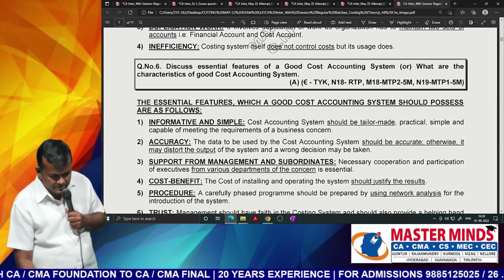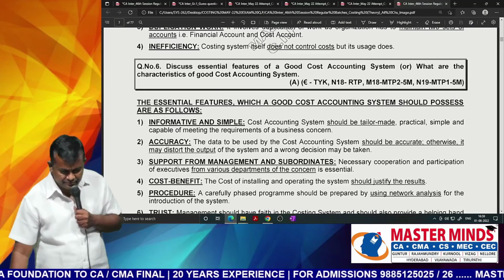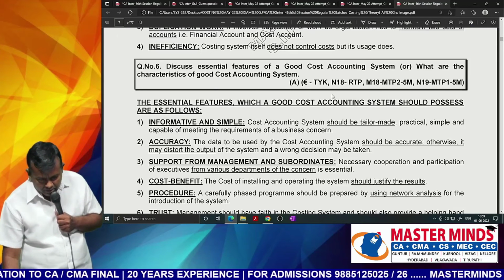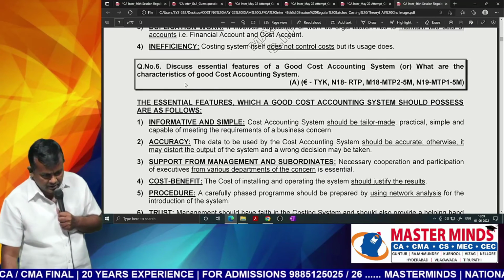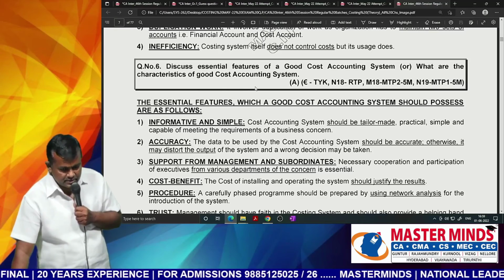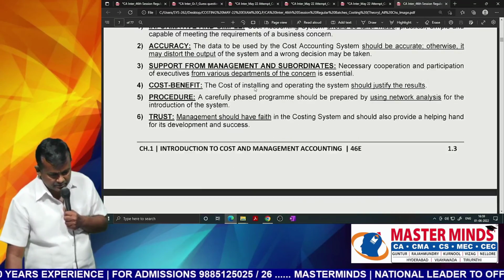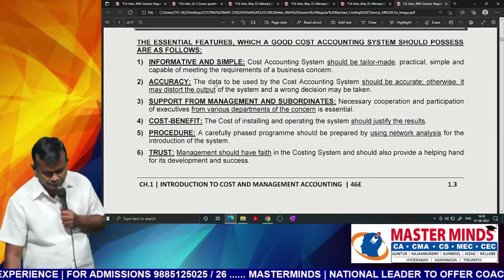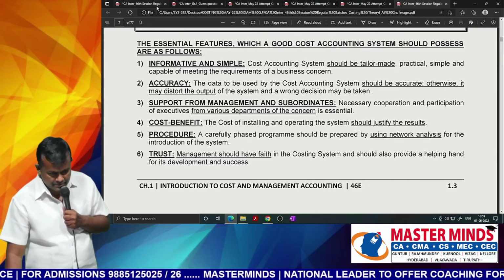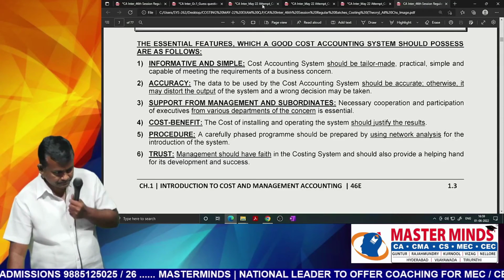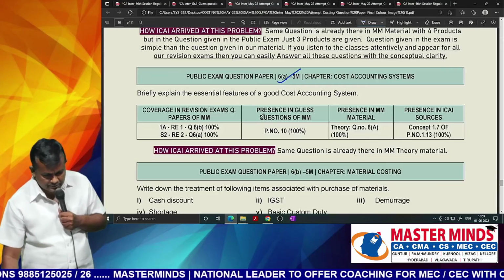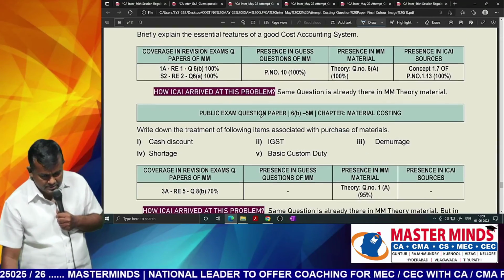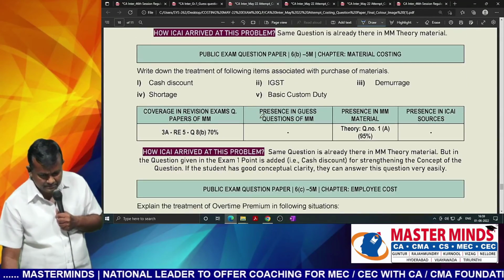So this is 6th question. Discuss essential features of good cost accounting system. What are the characteristics of good cost accounting system? So points 1, 2, 3, 4, 5, 6. Next one, sir. 6A completed.